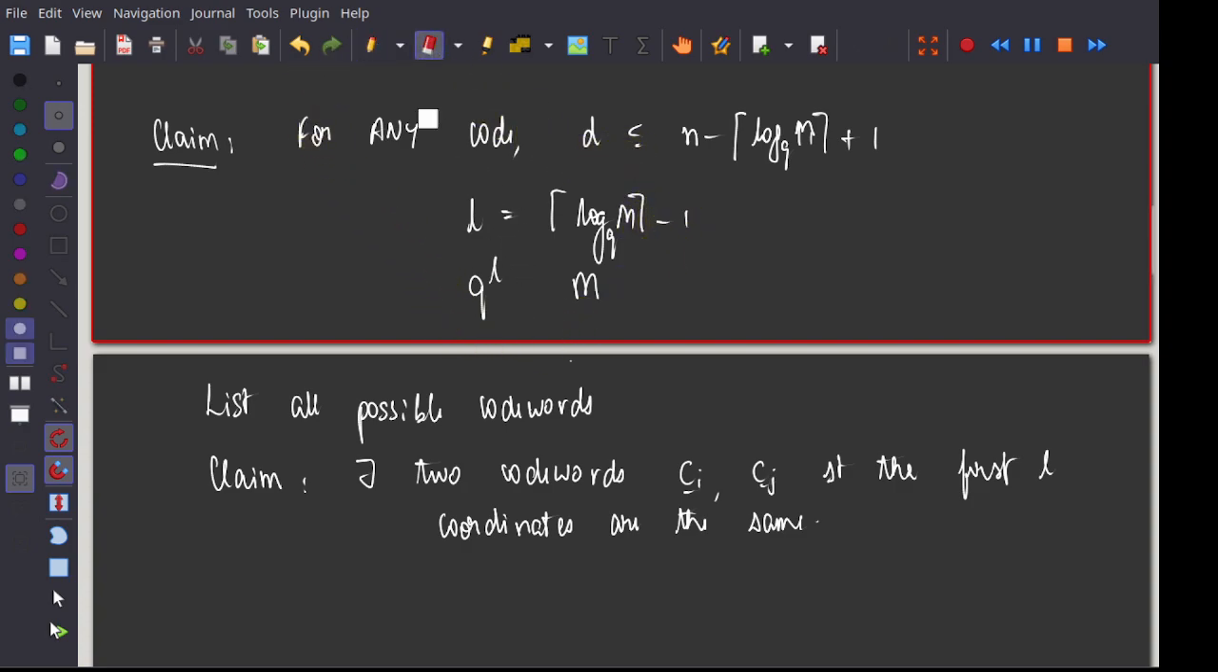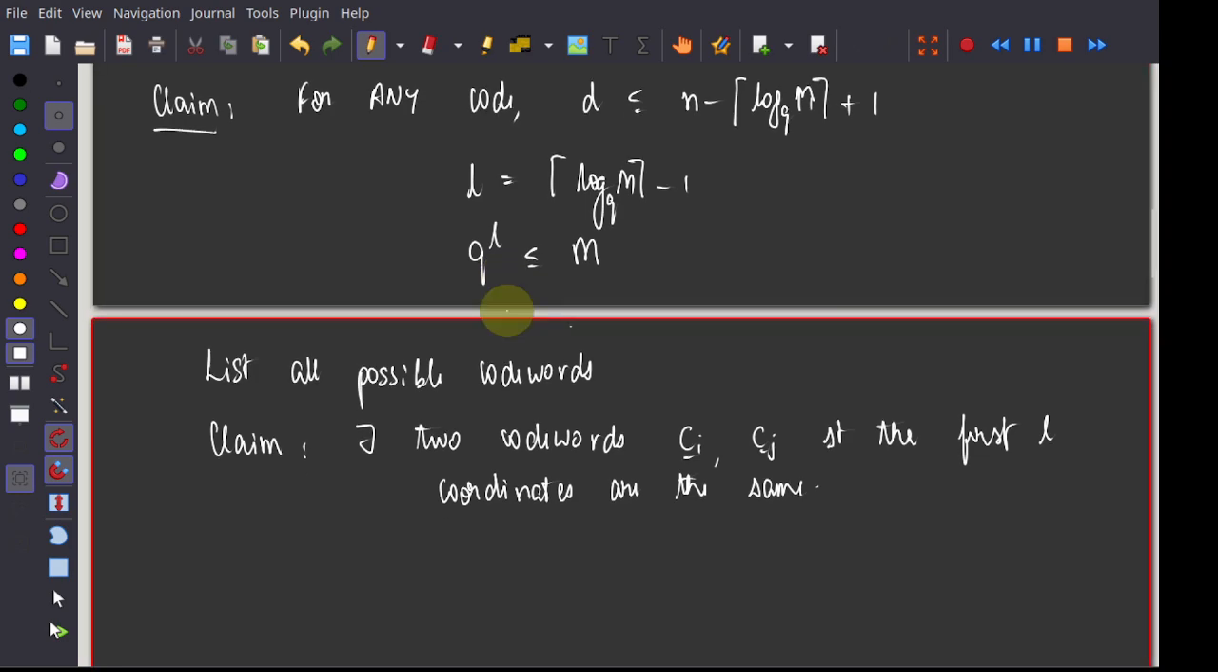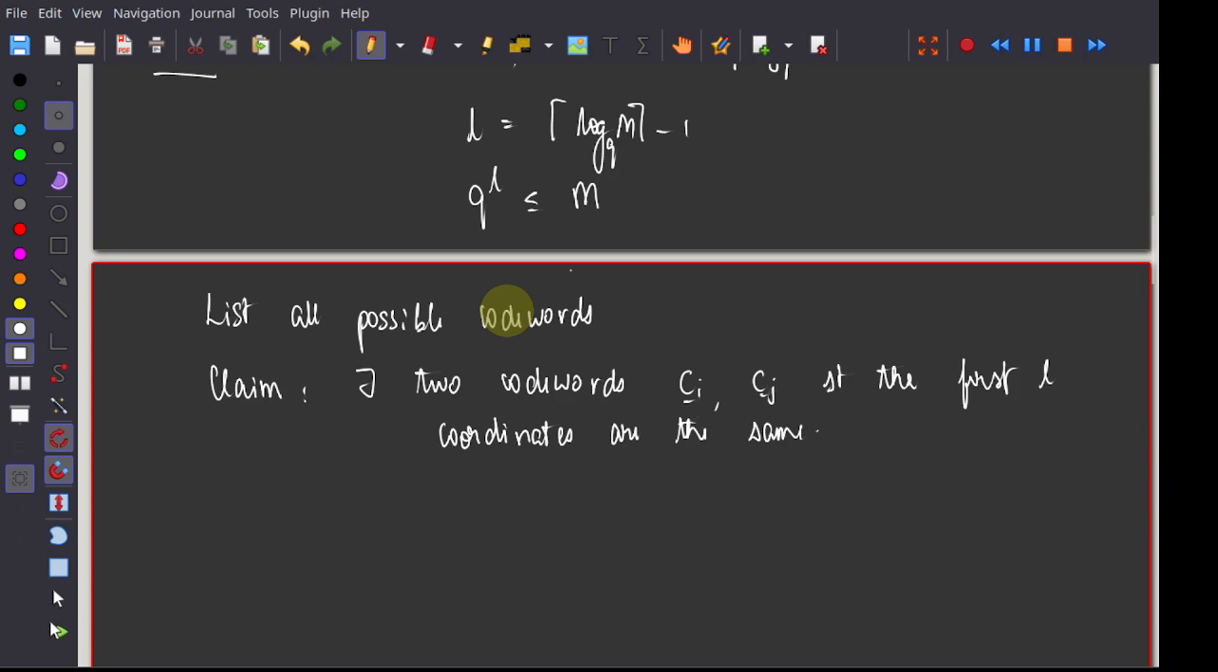M is less than or equal to... Okay. So I list all possible code words. There are M code words. I delete all the last N minus L coordinates, keep only the first L coordinates. There are M code words. I see the first L coordinates of all the code words. How many distinct vectors can there be? The alphabet size is Q. So what is the maximum number of distinct vectors you can form for alphabet size Q of length L?